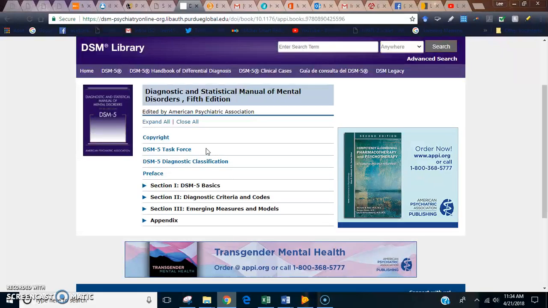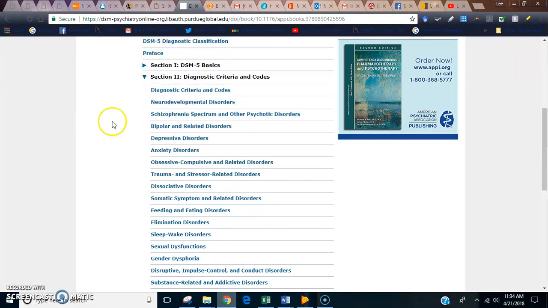The DSM-5 Task Force explains to you how they come about with diagnosis and symptoms and things like that. The classification, same thing. You're going to go to section 2, which is the diagnostic criteria and codes, and that'll show you all of the diagnoses. Well, these are the umbrella terms, or what you would call the categories. So neurodevelopmental disorders are all of the cognitive disorders, things like childhood congenital disorders, TBIs, Alzheimer's, dementia, anything having to do with brain and brain injury or childhood brain-centered issues are going to be found in neurodevelopmental disorders.